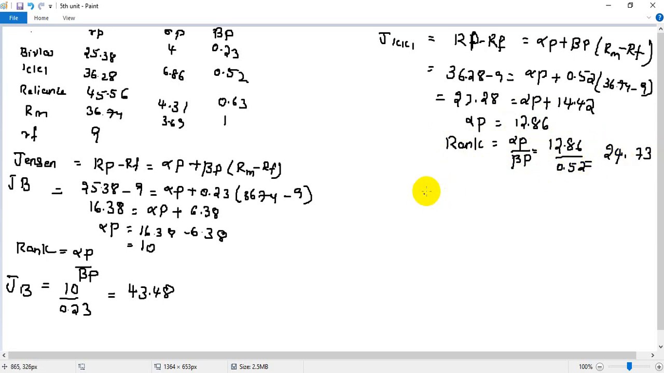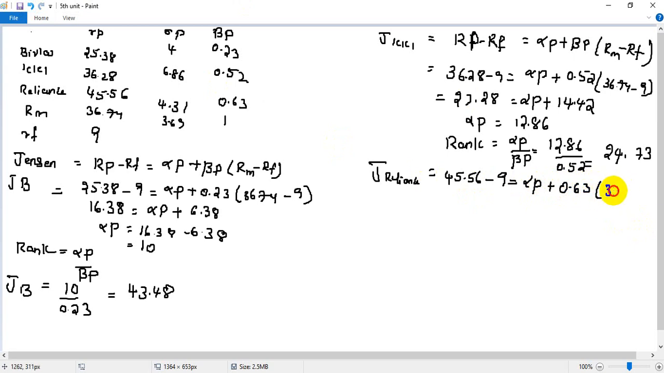24.73. So then next, Reliance. Similar, you need to take 45.56 minus 9 is equal to alpha P plus beta P. Beta P is how much? 0.63. 0.63 into RM is how much?